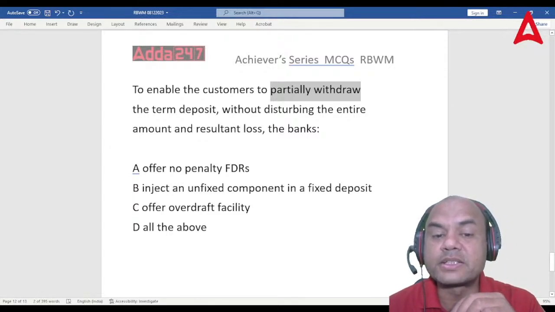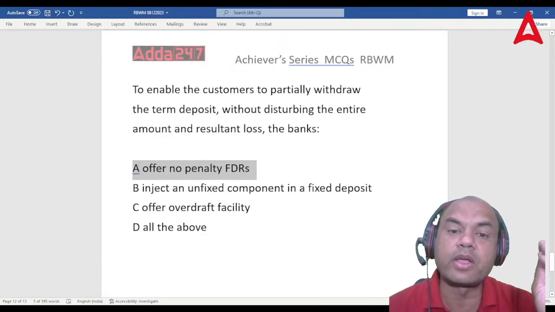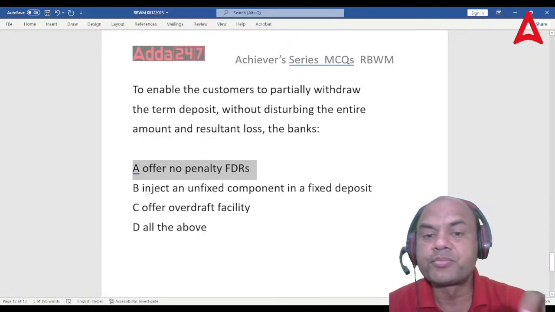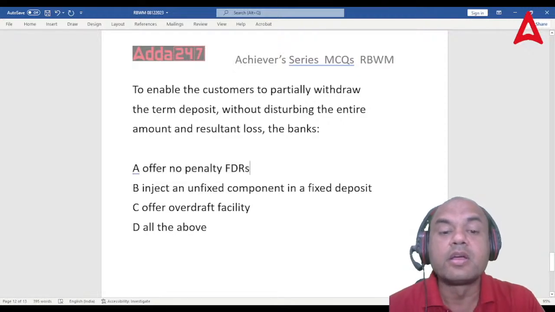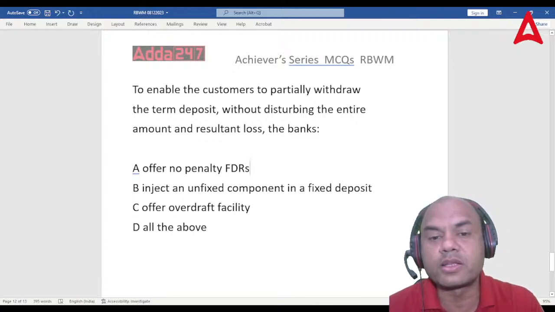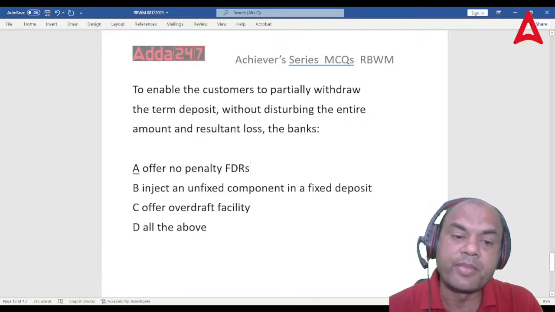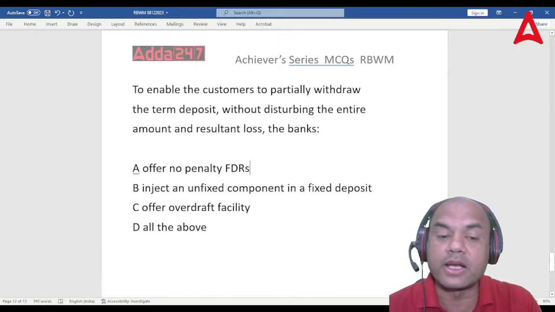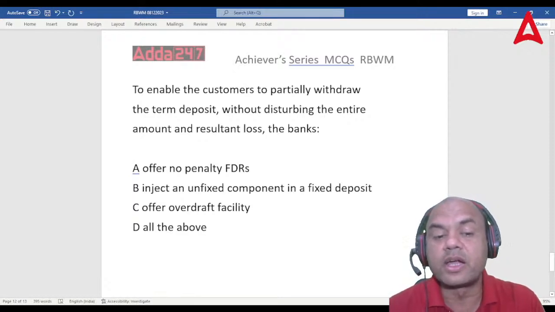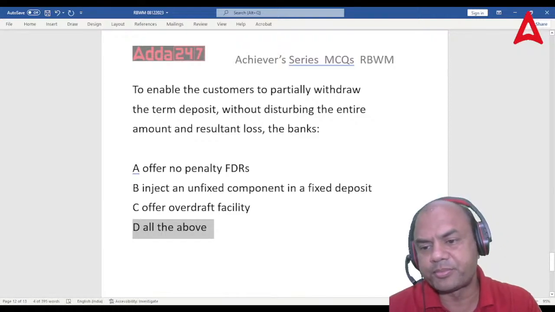So in that case, partially withdrawing. If I offer no penalty FDR means what? The customer will be able to withdraw all the FDs. He'll be withdrawing full FD. Okay. So that is also one thing. Or even the customer can withdraw the partial FDs also, because I have seen that also. Suppose if 1 lakh FD I want only 40,000. Customer will withdraw 40,000, make another FD for 60,000. Inject an unfixed component. So that is also injected. And offer an overdraft. So the answer will be actually all of the above, right?